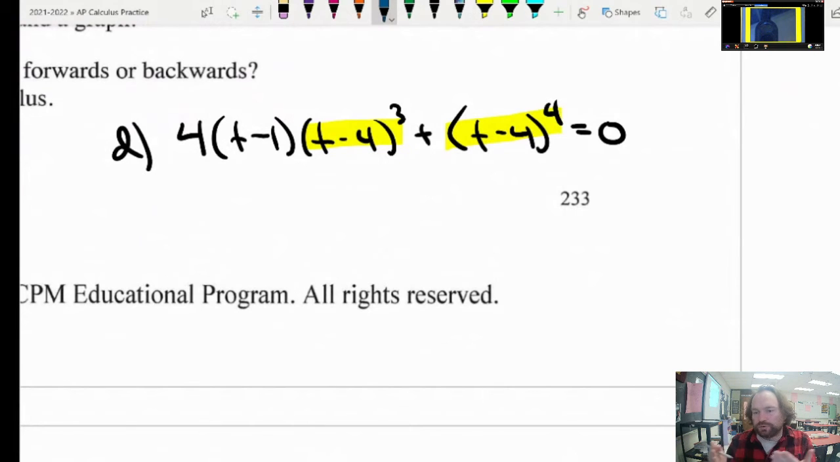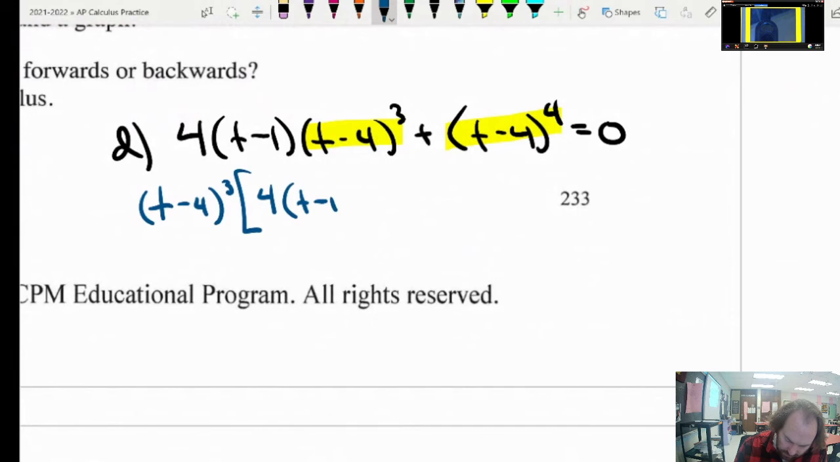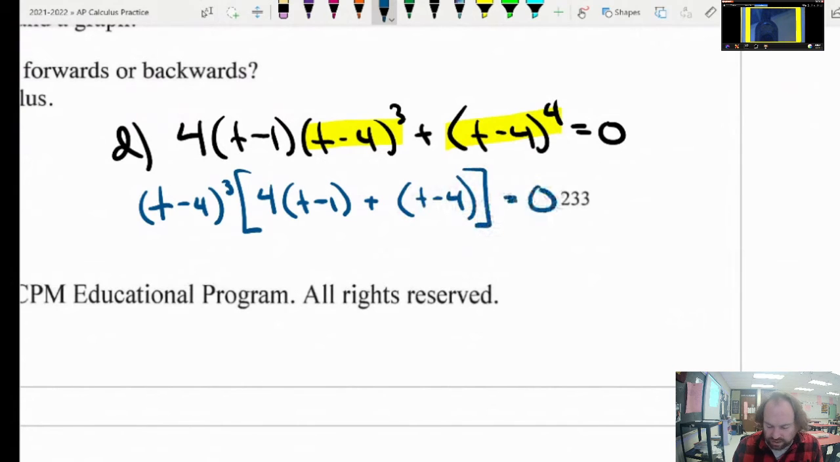And that algebra trick is factoring. Both of these two terms involve (t - 4)^3. So we factor it out, (t - 4)^3. We'll have 4(t - 1) + (t - 4) in there. And now we've turned it into a big multiplication problem. I know that this part of it is true, because these are two things multiplied together, and the answer is 0. So if one of them is 0, the whole thing is 0.